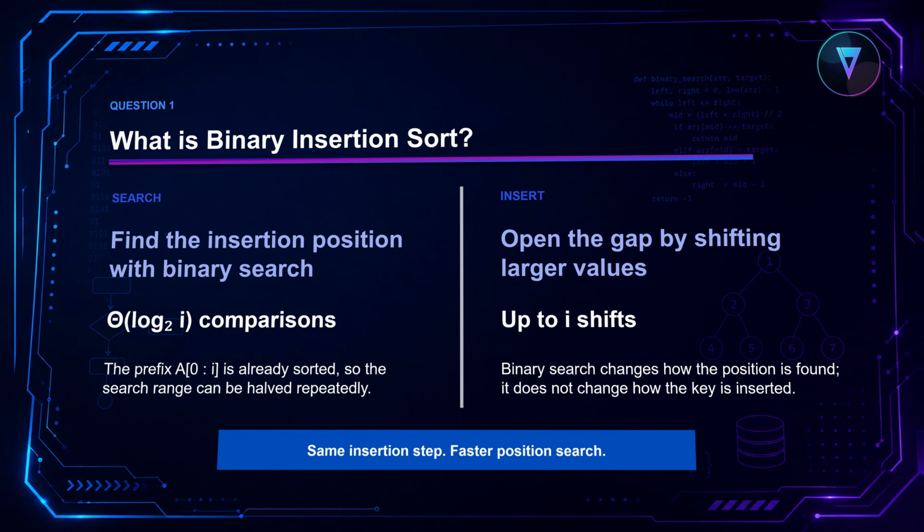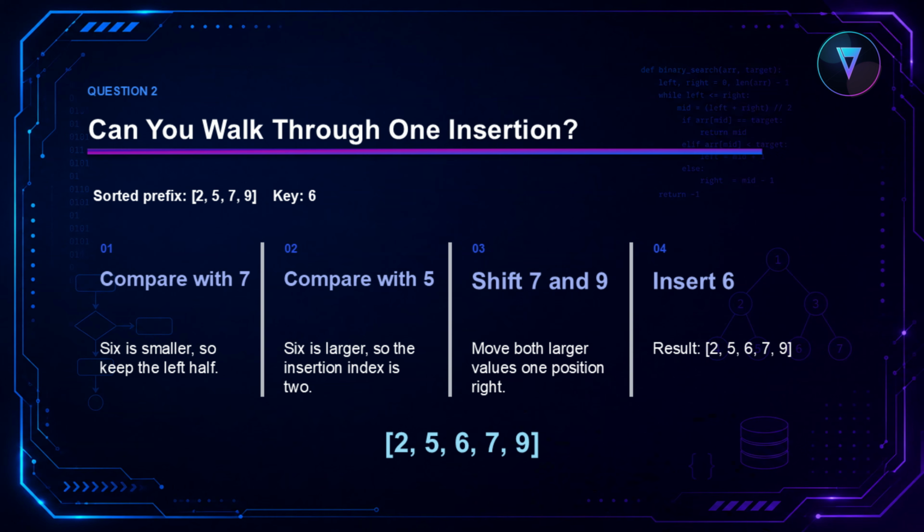Can you show one insertion step? Start with the sorted prefix containing 2, 5, 7, and 9, and let the key be 6. Binary search compares 6 with 7, then with 5, and finds index 2. The algorithm shifts 7 and 9 to the right and inserts 6. The final order is 2, 5, 6, 7, 9.